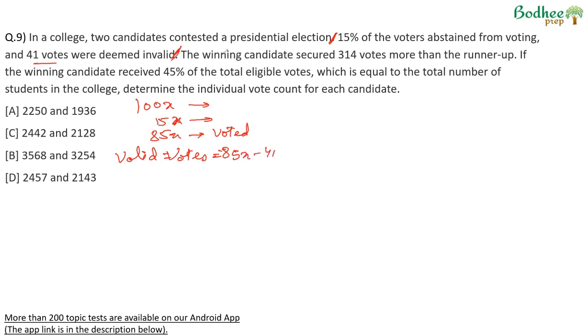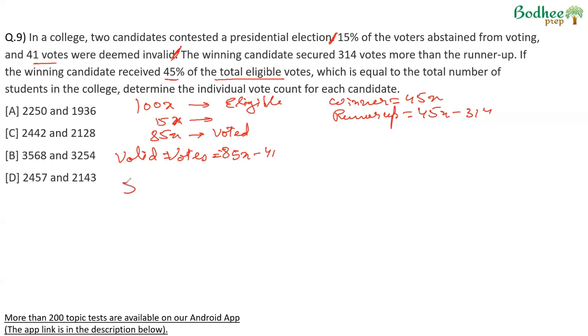41. The winning candidate secured 314 votes more than the runner-up, if the winning candidate received 45% of the eligible votes, which is equal to the total number of students. So this 100x is the eligible votes. Winner got 45% of the eligible votes. So therefore we are saying the winner got 45x votes, secured 314 votes more than the runner-up. So the runner-up got 314 votes less, so 45x minus 314. This is given. We have to find the vote count for each candidate.